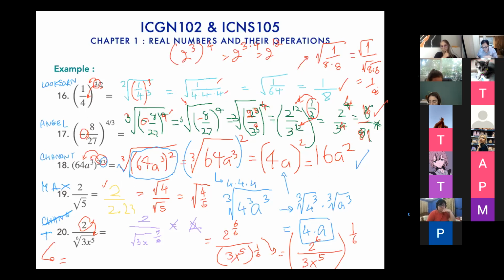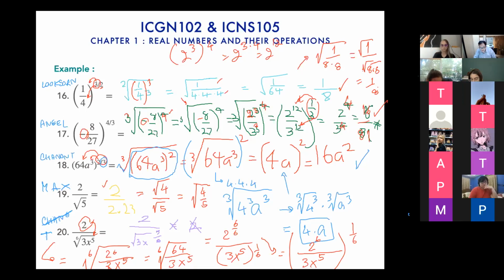you write it down in terms of radical, it might be easier. In this one it will be 6 root of 2 to the power of 6 over 3x to the power of 5, or you can write it down as 6 root of 64 over 3x to the power of 5 like this as well. This is to simplify this term, you can write it in this way.